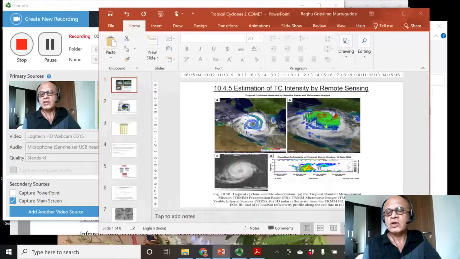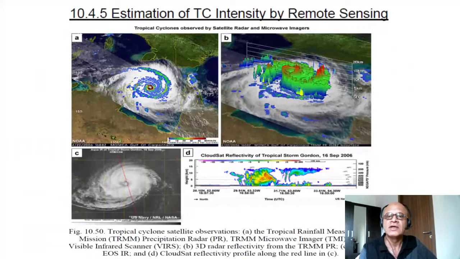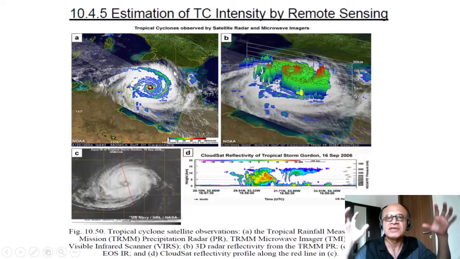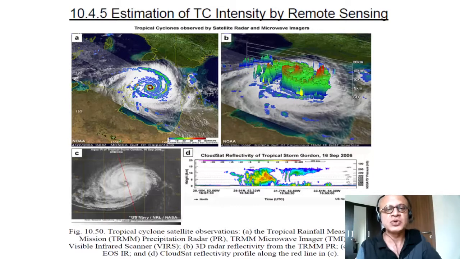So ultimately, how are the intensities estimated? It's basically now dependent on a combination of satellites and recons. So here is an example of the satellites that are combined. Typically, if you have geostationary satellites that are focused on a particular place because the country is trying to do its weather forecasting using such satellites, then it's easy to track the storm through its whole life cycle, except the blind spots in the middle of the ocean where no geostationary satellite may be covering it.